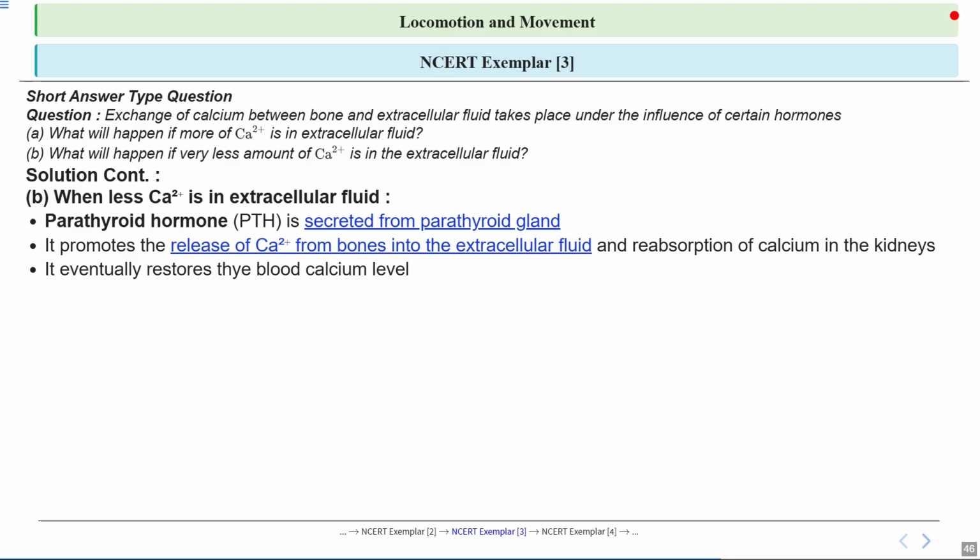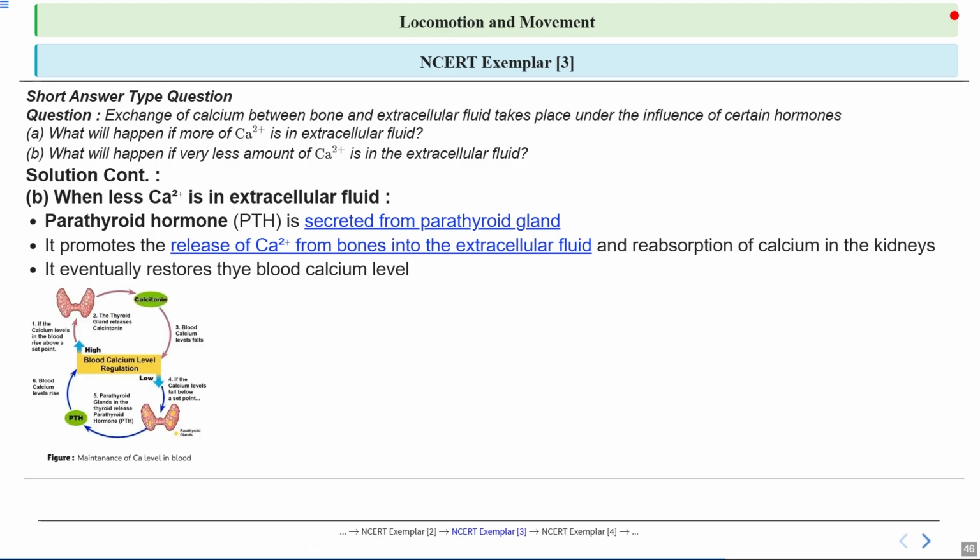So when blood calcium levels drop, the parathyroid glands release parathyroid hormone PTH, which stimulates the release of calcium from the bones into the bloodstream, and it also increases calcium absorption in the intestines and reduces calcium excretion by the kidneys. So this process ensures that blood calcium levels return to the normal range, demonstrating the body's ability to regulate mineral balance through hormonal control. So here's the image. Here you can see the overall maintenance of calcium level in the blood.